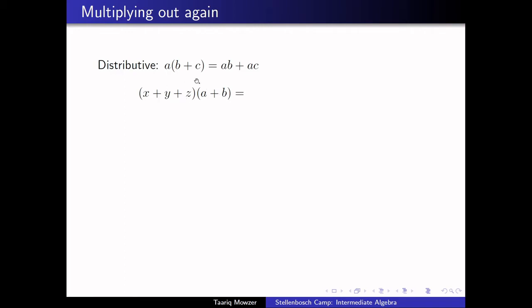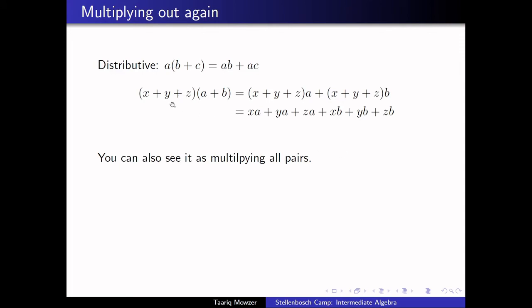We use the distributive law again to get this, and we use it once more to get all these things. Notice that we can use the distributive law when there's three things as well. So they're xa, ya, za, xb, yb, zb.